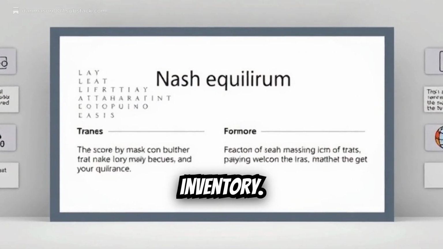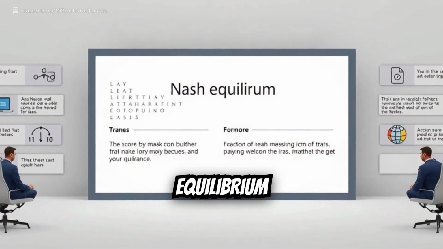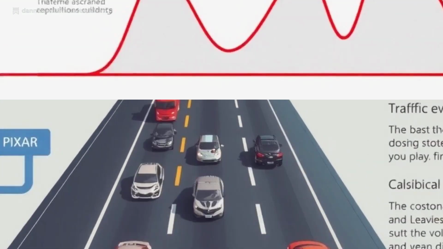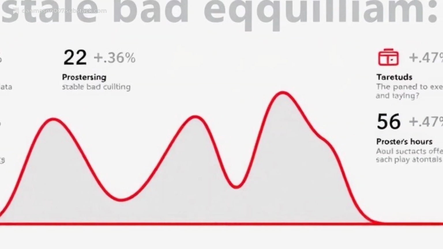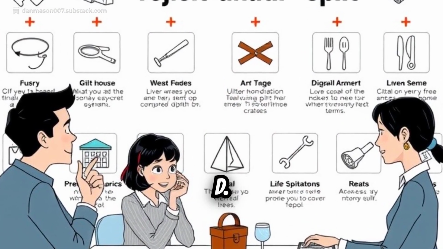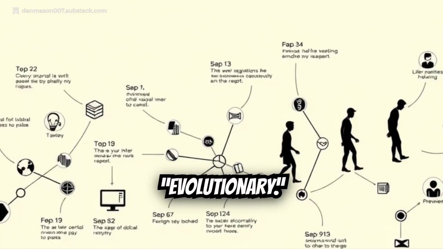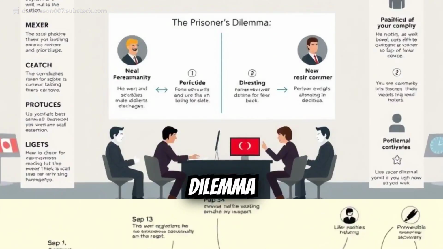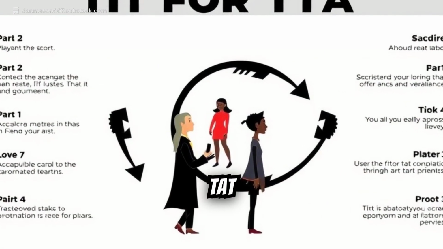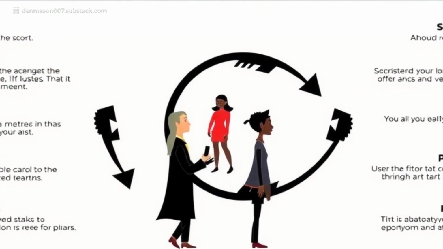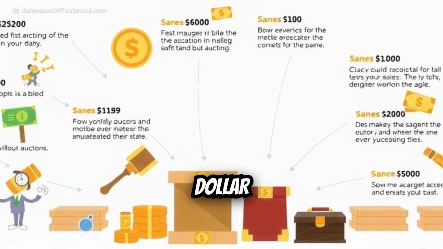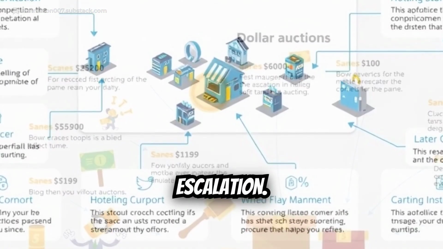2. Claim Inventory. A. Nash equilibrium explains traffic lane stalemates. B. Concert standing is a stable bad equilibrium. C. Ultimatum game shows people reject unfair splits. D. This rejection is hardwired and evolutionary. E. Prisoner's dilemma explains politics, doping, and cynicism. F. Tit for tat is the best long-run strategy. G. Tragedy of the commons governs many public problems. H. Dollar auctions explains sunk cost escalation.